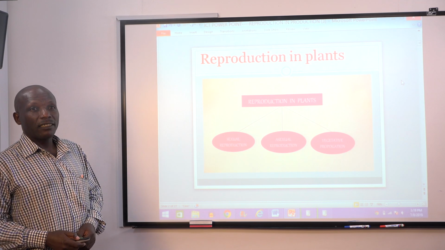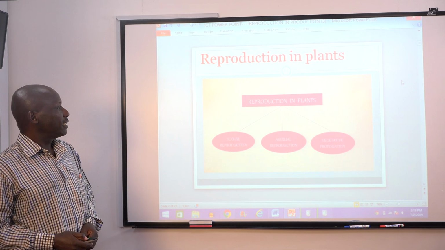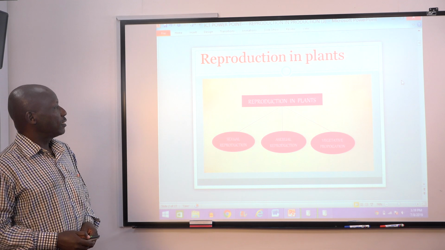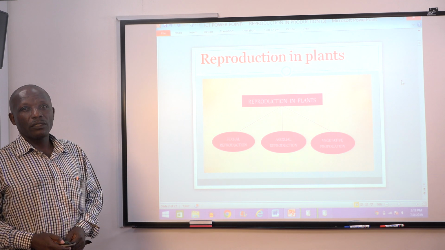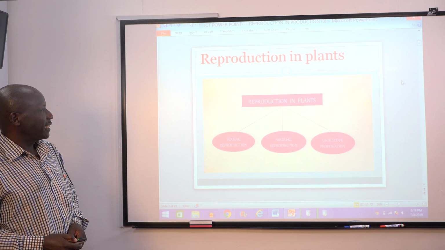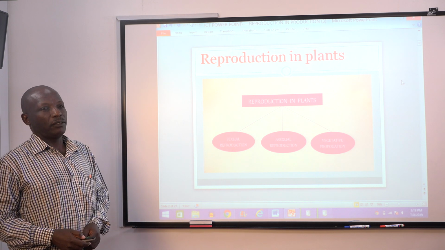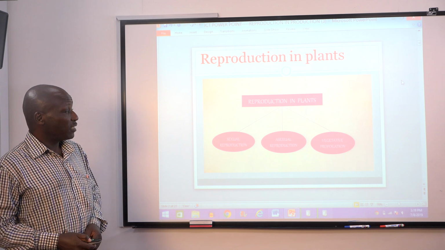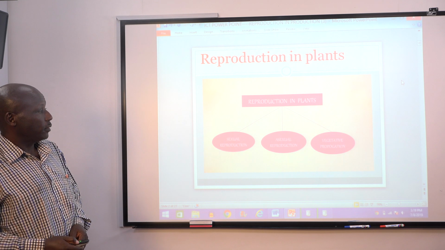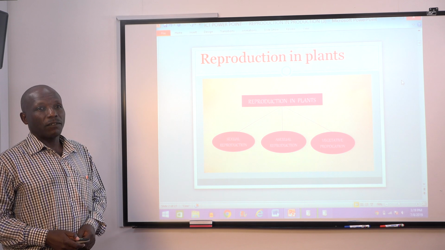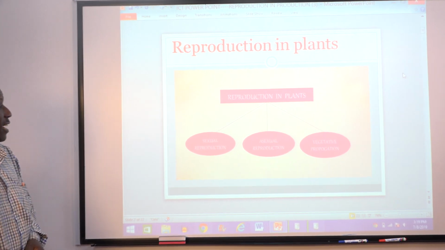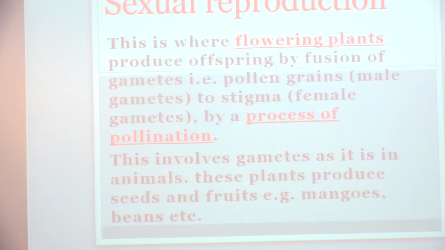You will understand that plant reproduction takes majorly two types: sexual reproduction and asexual reproduction. Though we have the third one, vegetative reproduction, or propagation, we shall find out that it falls under asexual reproduction.